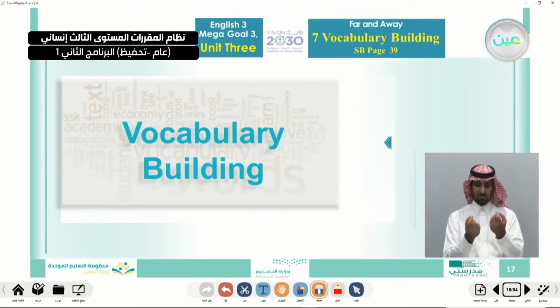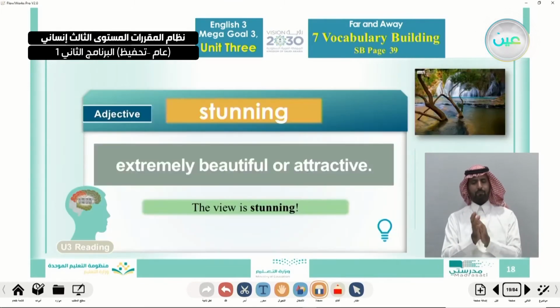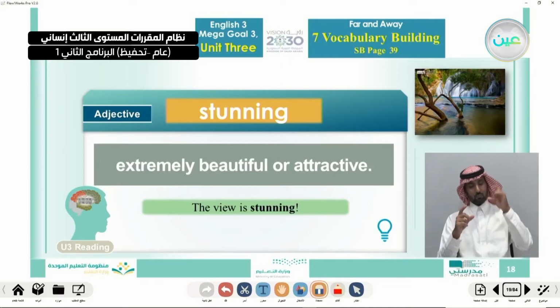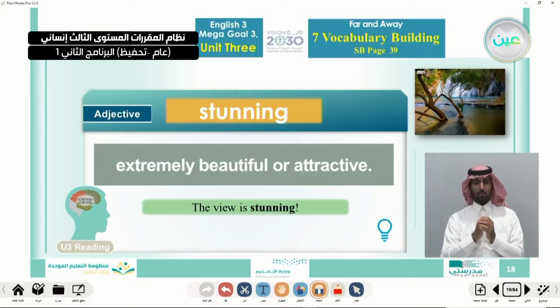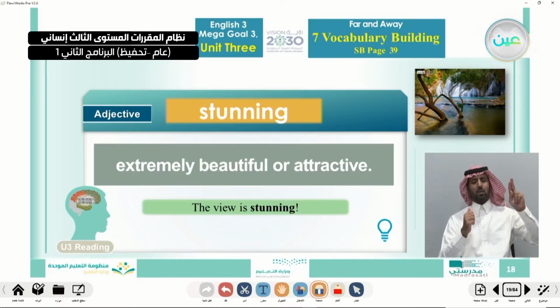Okay, now let's review the vocabulary of this unit one by one. As usual, we're going to give you the picture, the part of speech, and the definition. Also, we give the word, and we also give an example of this word in a sentence. And this sentence is taken from the text as well.